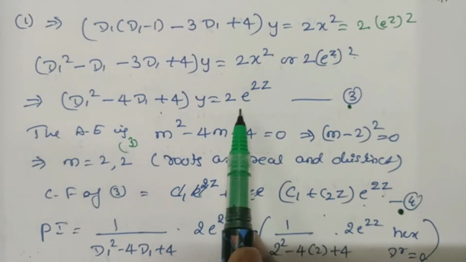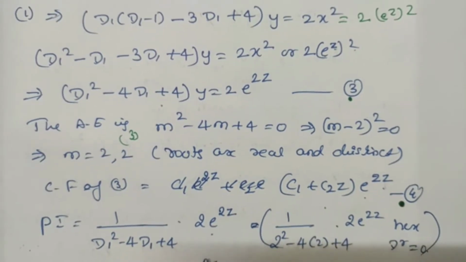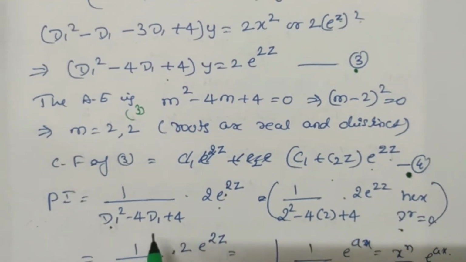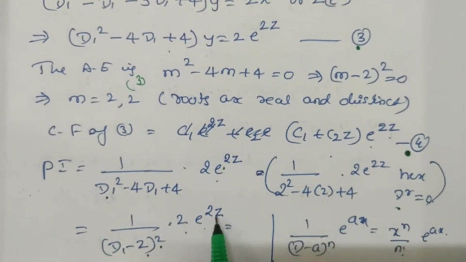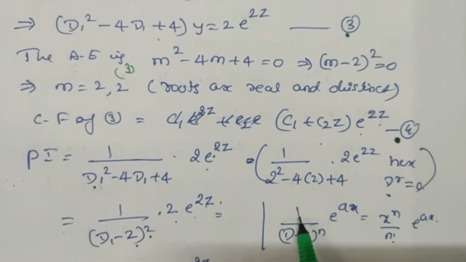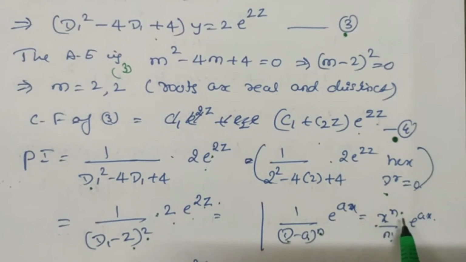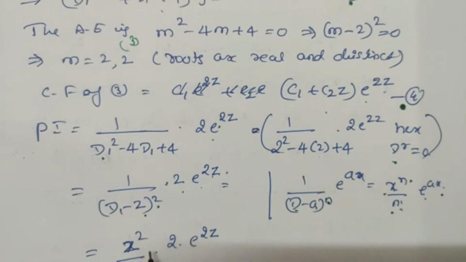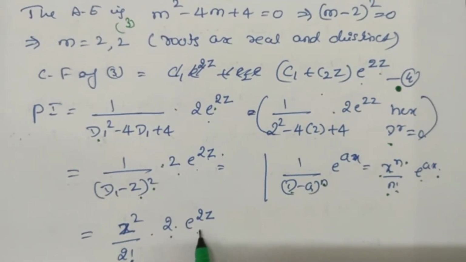So particular integral is equal to 1 by D1 square minus 4D1 plus 4, 2 into e raised to 2z. So now if you substitute the value directly here, D1 is equal to 2, you will get 0. Therefore you have to simplify this. This is 1 by D1 minus 2 whole square, 2 into e raised to 2z. We know the form: 1 by D minus a to the power of n of e raised to ax is x to the power of n divided by n factorial into e raised to ax. So this is z square, because it is in terms of z. Z square divided by 2 factorial into 2 into e raised to 2z.